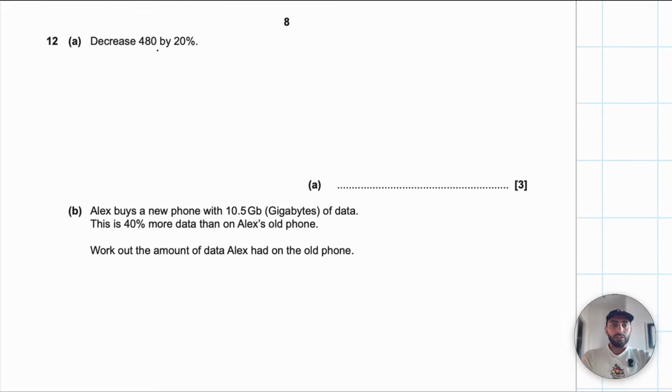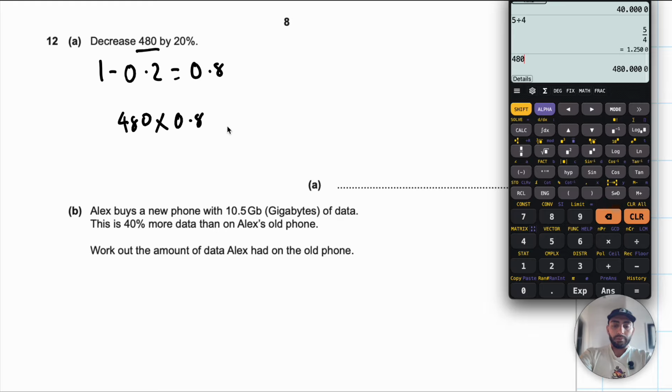Question 12. Decrease 480 by 20%. Because we're going to decrease, we do 1 take away whatever this is as a decimal. To convert this into a decimal, we divide by 100. That would be 0.2. 1 take away 0.2 is 0.8. Then we take the original number and multiply it by this decimal multiplier, and that's the same as decreasing something by 20%. 480 times 0.8 gives me 384.